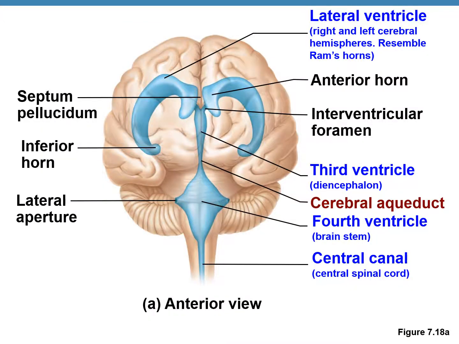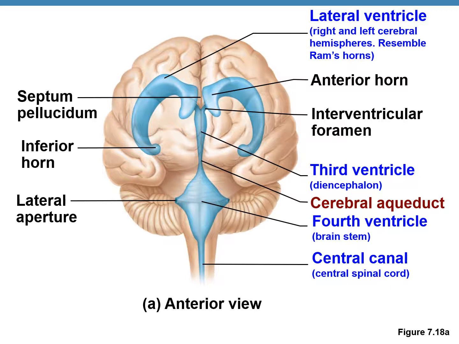This figure shows the arrangement of the ventricles in anterior view. Human brain, as mentioned previously, has 4 ventricles. The 4 ventricles include 2 lateral ventricles. These are the right and left lateral ventricles, which are present in cerebral hemispheres, and they resemble a ram's horns. The second one is the third ventricle, which is present in the diencephalon, and the last one is the fourth ventricle, which is present in the brainstem.